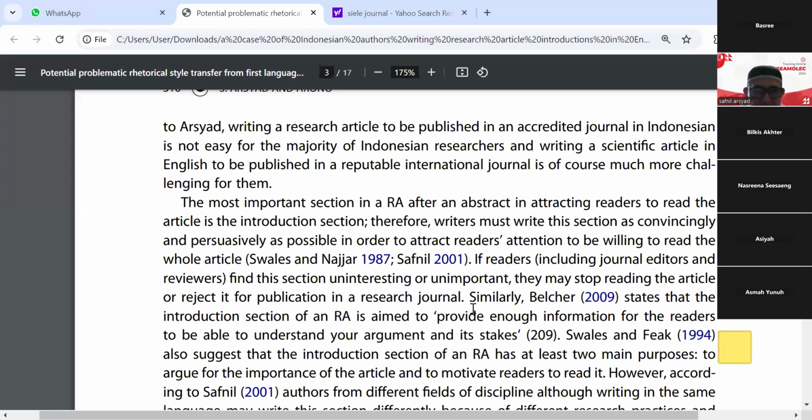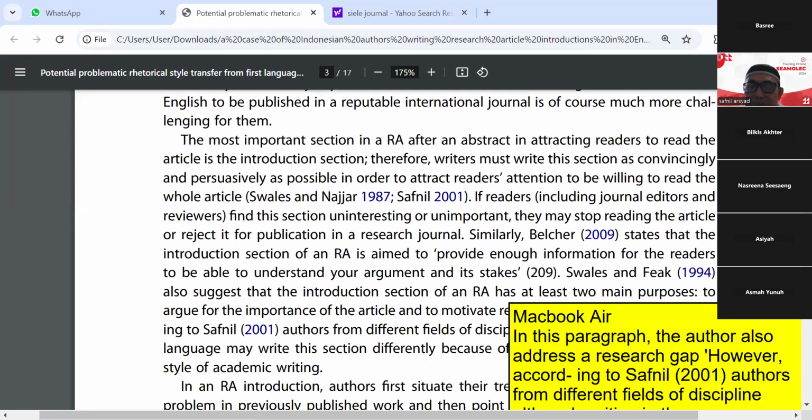The style is different. Local styles and international styles are different. Styles from different fields of discipline are also different. Social science and humanities are different. Social science and science, engineering, and medicine are different. So you cannot use a wrong style, a wrong rhetorical structure, a wrong way of writing the article. Okay.